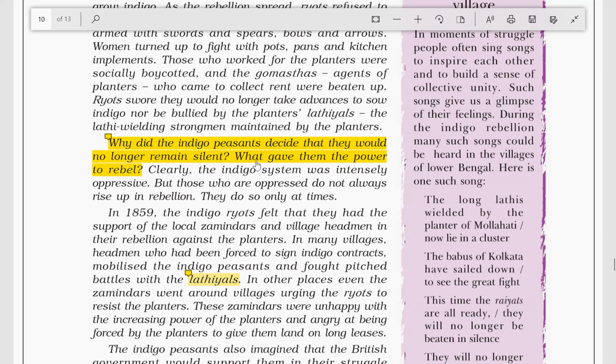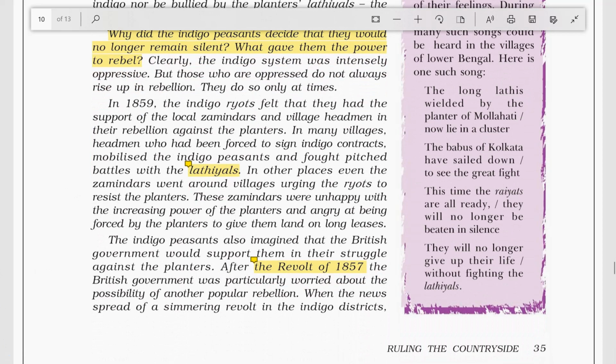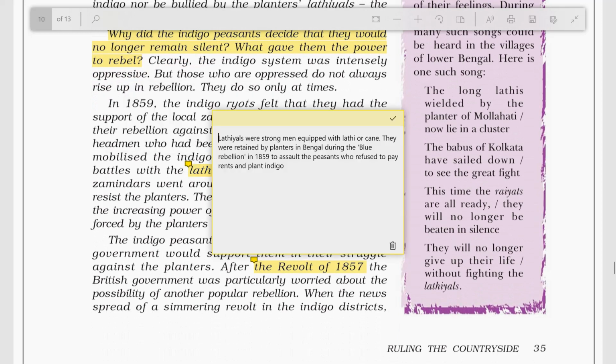They were not able to cultivate the indigo, and on top of that, the British had appointed the Lathials who used to beat them.